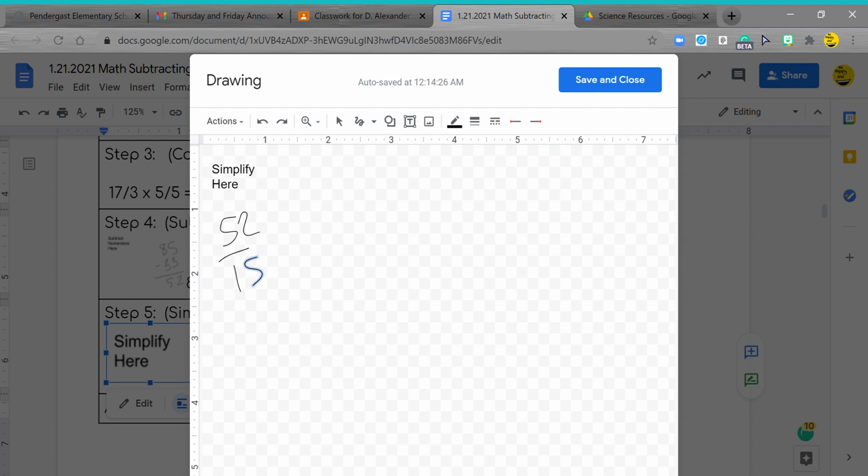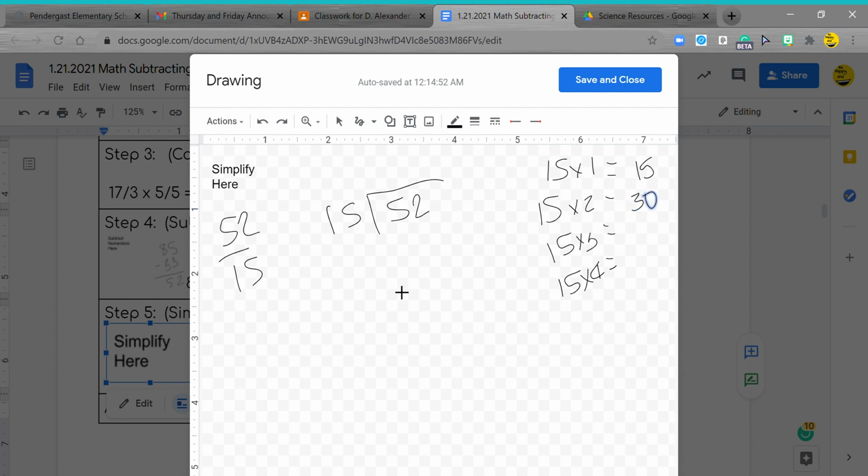We know our denominator is our divisor and our numerator is a dividend. So I'm going to do 15 times 1, 15 times 2, 15 times 3, and 15 times 4. If I have to add more, I will. So we know this is 15. 15 times 2 is 30. 15 times 3 is 45. And 15 times 4 is 60. So these are our numbers.